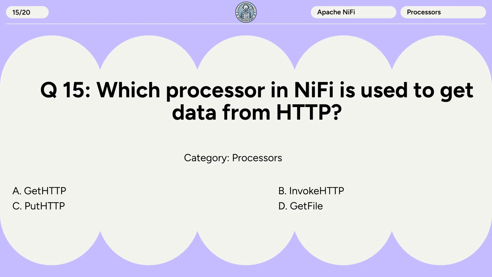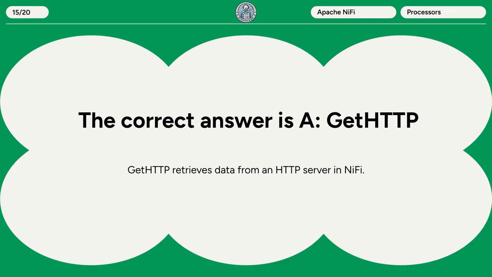Question 15. Which processor in NiFi is used to get data from HTTP? A. Get HTTP. B. Invoke HTTP. C. Put HTTP. D. Get file. The correct answer is A. Get HTTP. Get HTTP retrieves data from an HTTP server in NiFi.